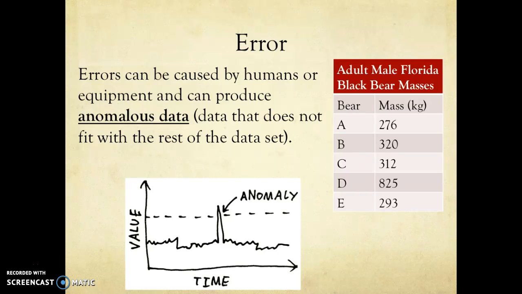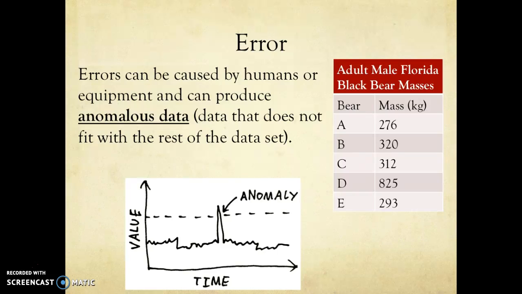So anytime someone sees anomalous data, they need to look into what caused it. They might look for something like an error. So for example, maybe in this case, the person wrote down the mass wrong. Maybe it was supposed to be 285 kilograms instead of 825. Maybe they just mixed up the 8 and the 2. Maybe something was happening with the equipment and it was malfunctioning. Maybe, who knows? There's a lot of different things that could have gone wrong there.